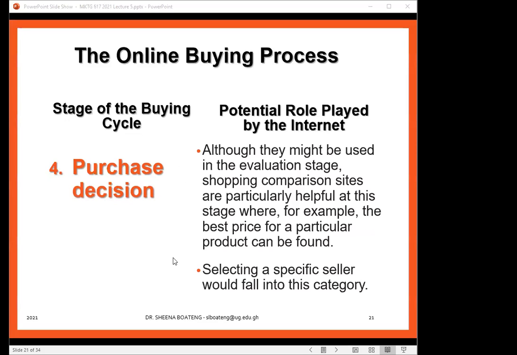Next, after the evaluation of alternatives, we can talk about the purchase decision. And here the internet can facilitate the purchase decision by helping the customer, again using these platforms that we have talked about, including the price comparison sites as well as the product review sites. Because all the information provided there helps the customer to eliminate the options that are not suitable and to become more convinced about the options that will best fit the need that requires satisfaction.